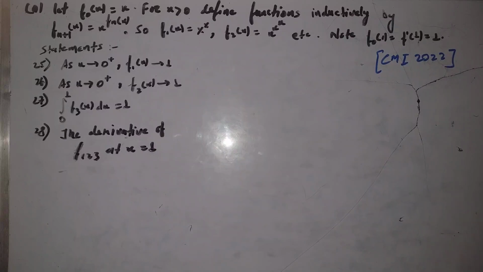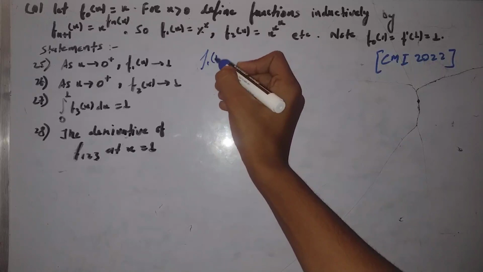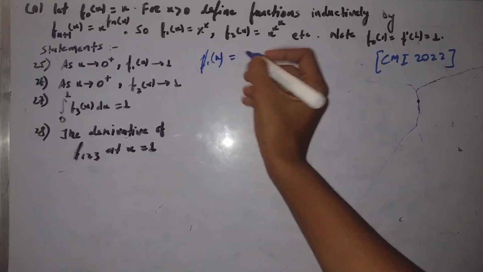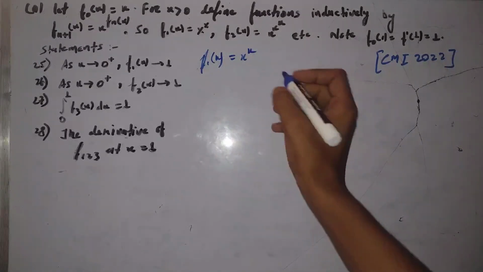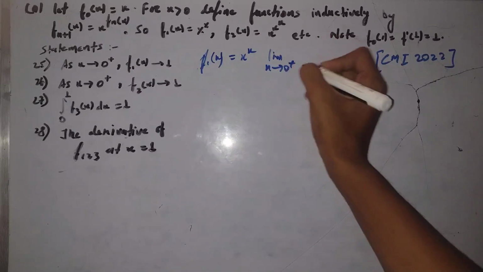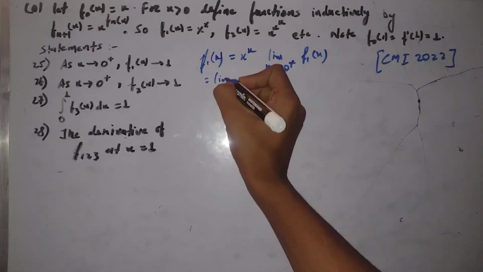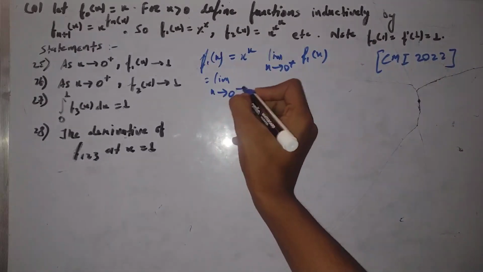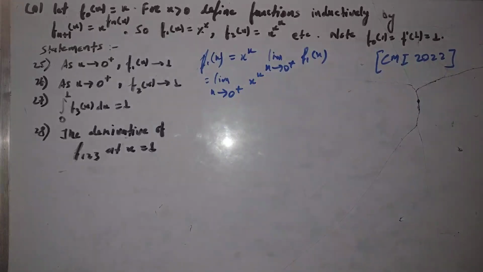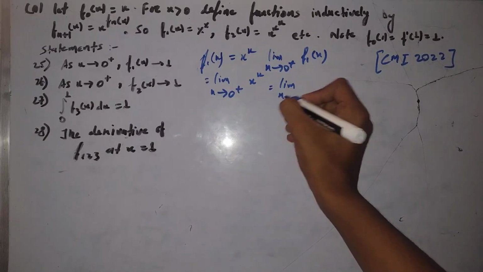So statement 25 says f1(x) would be x to the power x. Then we have to find the limit as x tends to 0 plus of f1(x). This is actually equal to the limit as x tends to 0 plus of x to the power x. Now this is 0 to the power 0, so we can also write this as the limit as x tends to 0 of e to the power x ln x.